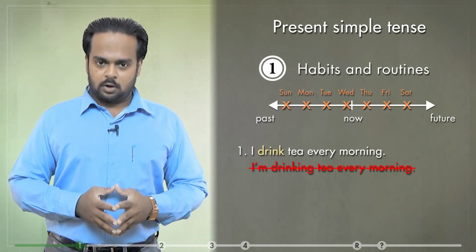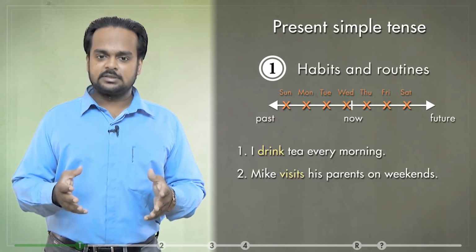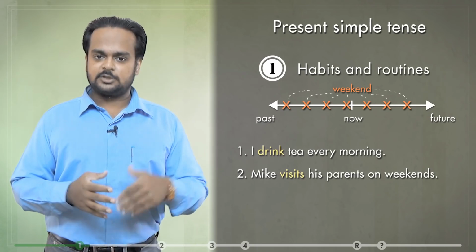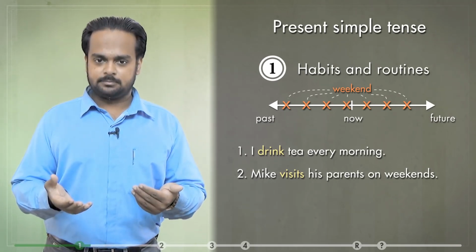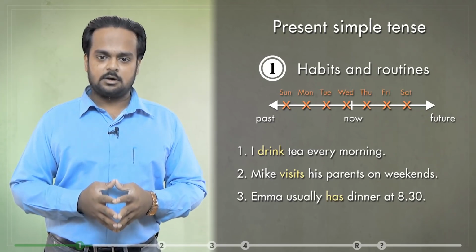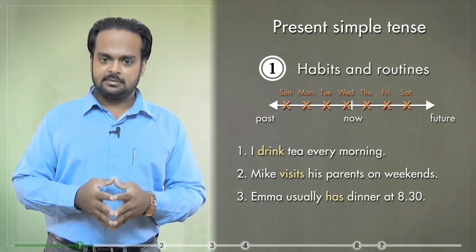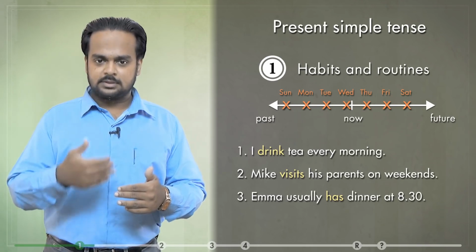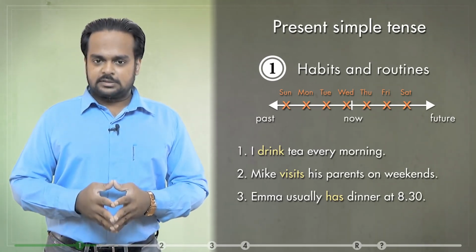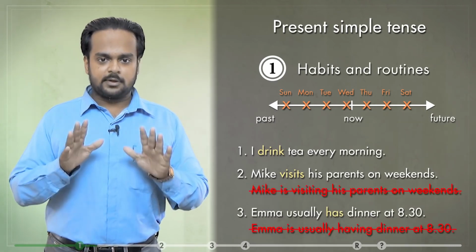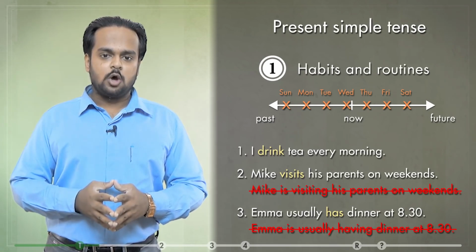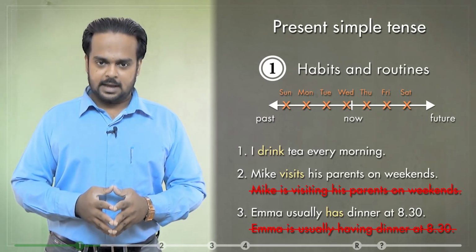All right, here are some more examples. Mike visits his parents on weekends. Again, this is something that Mike does regularly, every weekend. In our next example, Emma usually has dinner at 8:30, meaning that it's part of her routine to eat dinner at 8:30 every day. In both of these sentences, you should not use the continuous form. Remember that.